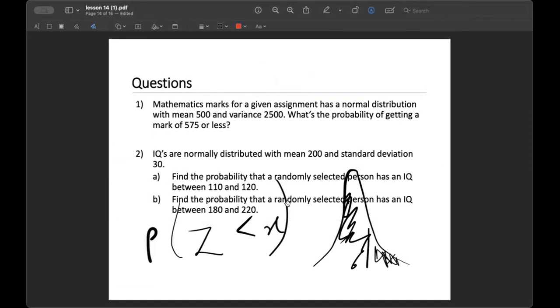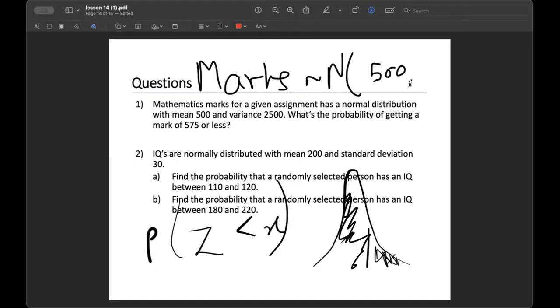Okay, first read this one. Mathematics marks for a given assignment has a normal distribution with mean this one and the variance is this one. What is the probability of getting a mark? Then marks is the univariate. Marks follows a normal distribution with mean 500 and here we should have the sigma.